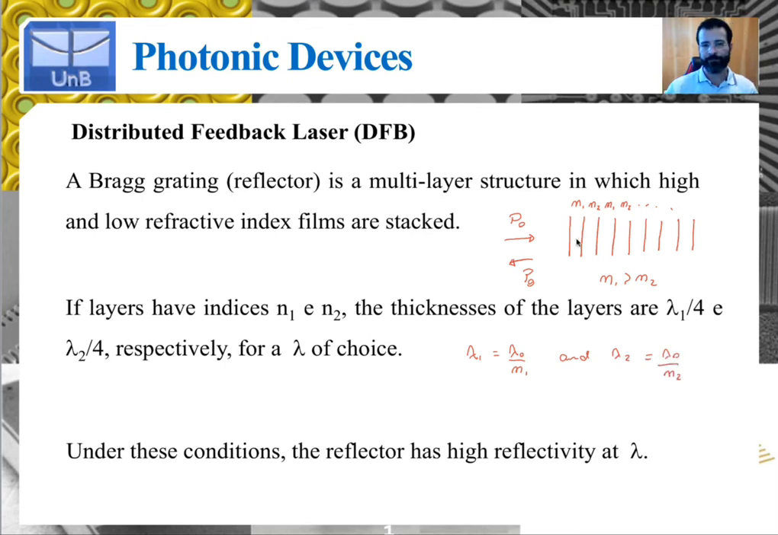If the reflector is designed like this, it will have a high reflectivity for the wavelength lambda naught. It's the same wavelength, but I'm talking about the wavelength in free space. So for that particular wavelength and the corresponding frequency, the reflectivity is going to be high. For other wavelengths, the reflectivity is going to be low, so it's going to be a selective mirror.